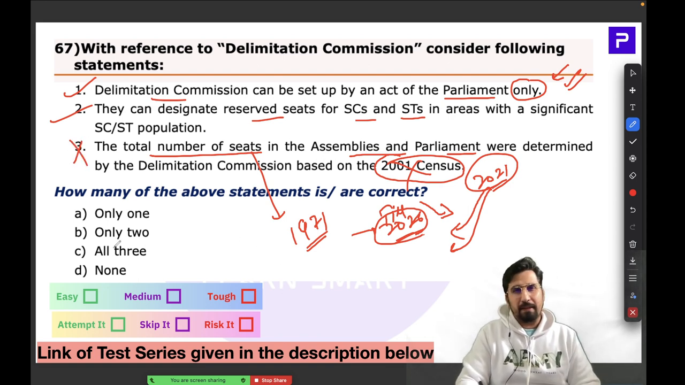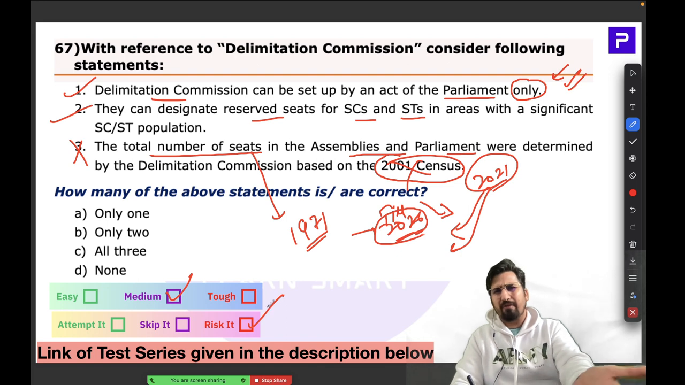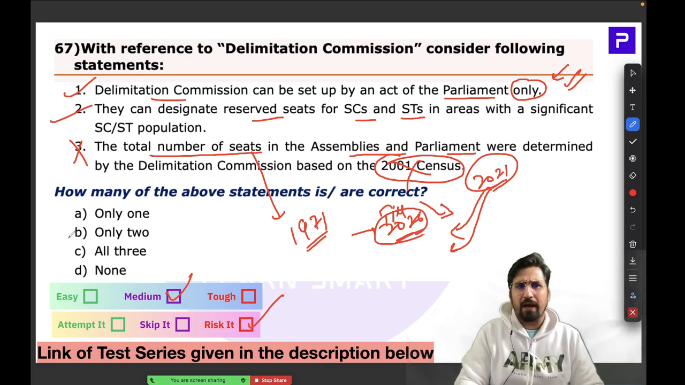I think it's a very basic question. It's a medium one, but yes, you can risk it because you know the majority of the information, and it is very, very common information which we have. So the answer has to be B.